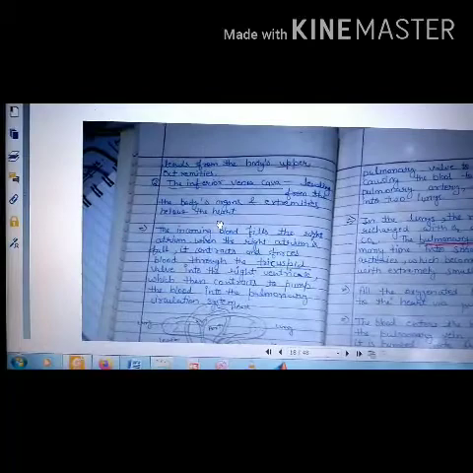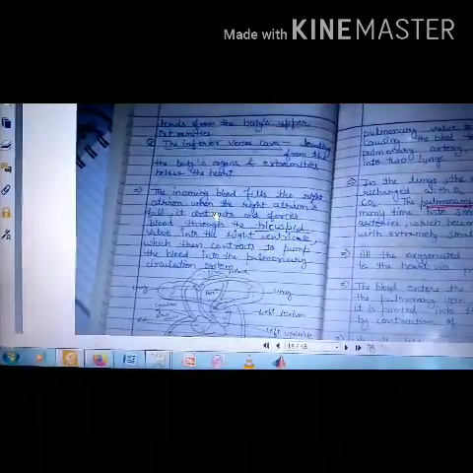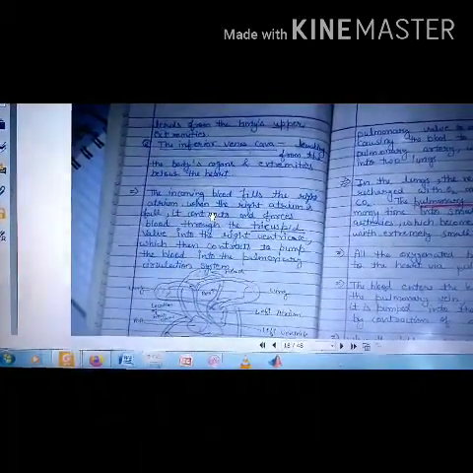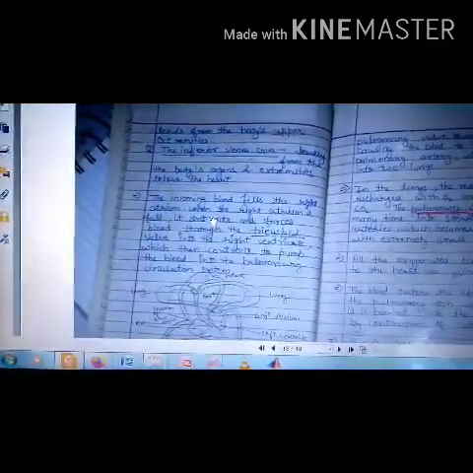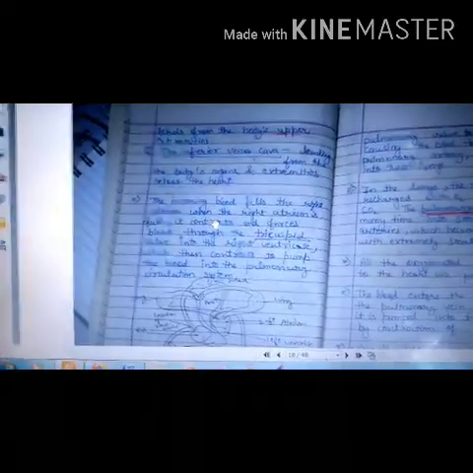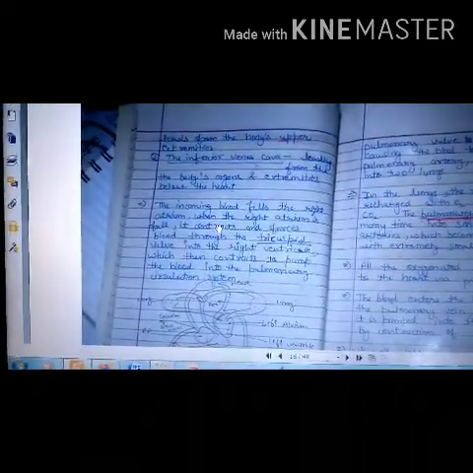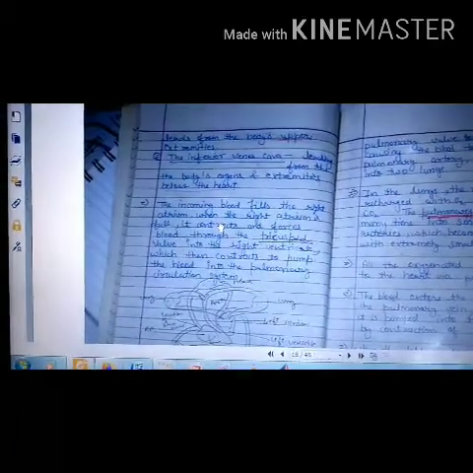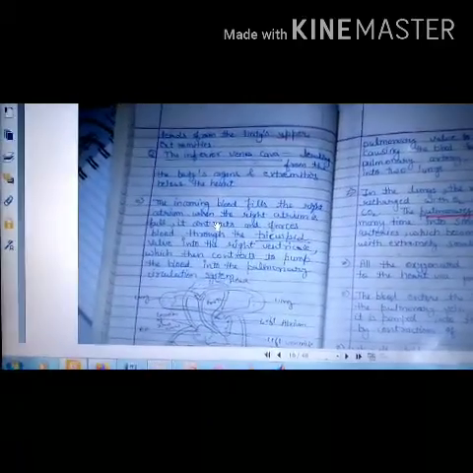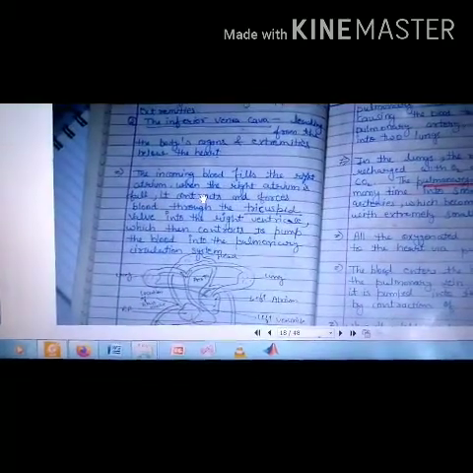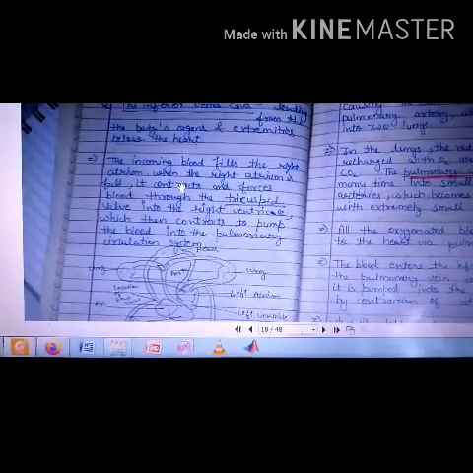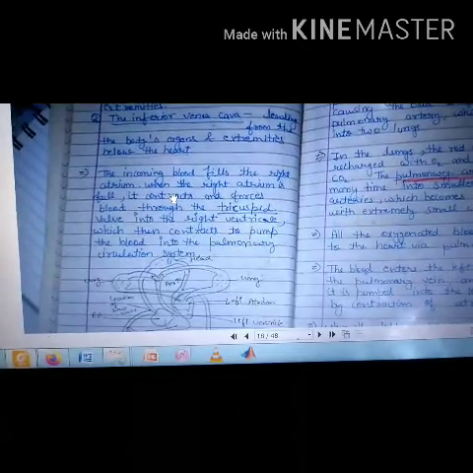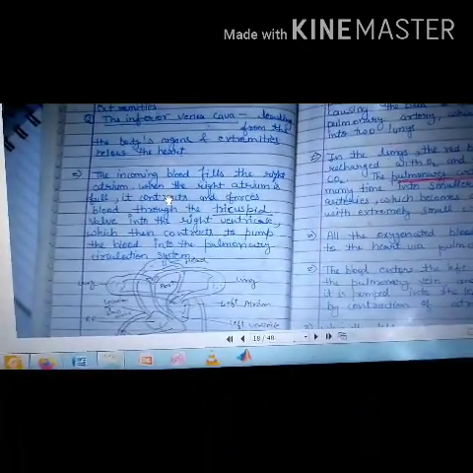Now, what happens after this? The incoming blood fills the right atrium. When the right atrium is full, it contracts and forces the blood through the tricuspid valve into the right ventricle, which, when it contracts, pumps the blood into the pulmonary circulatory system. So, the superior vena cava and inferior vena cava bring the blood to the right atrium. Okay, now when the right atrium is full, it pumps the complete blood to the right ventricle.